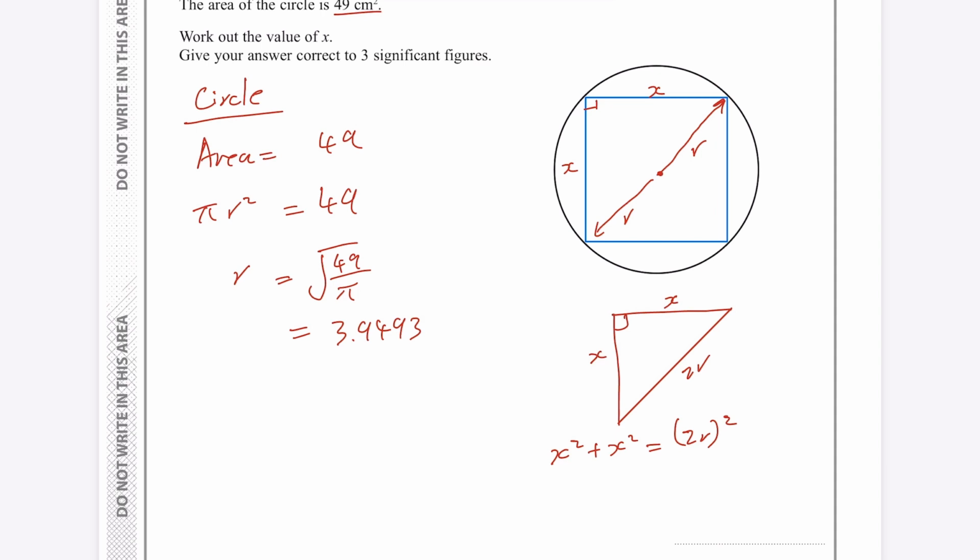So if I do 2r squared, so if I do 2 times 3.9493, hit enter and square that, that gives me 62. So that means 2x squared is equal to 62.387, etc. Which then means if I divide that by 2 and square root it, x is equal to 5.59, to 3 significant figures.